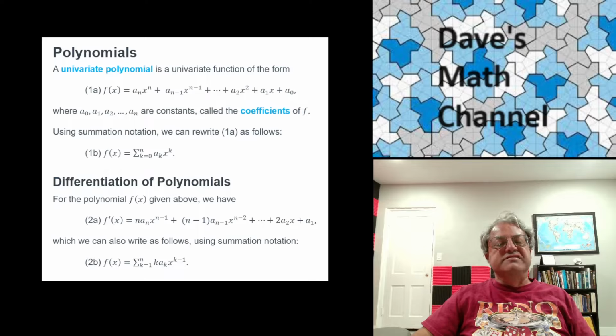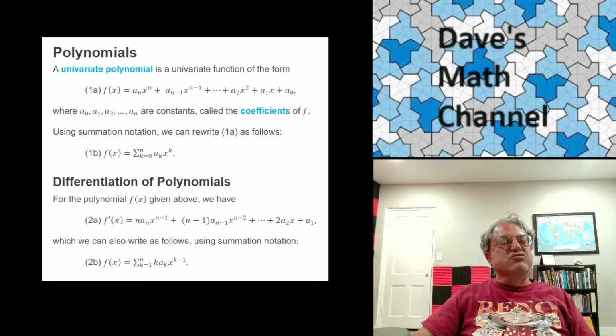They're just constants. So you can think of this as the sum of a bunch of terms that involve constants times powers of x, and they're all finitely many terms. They're all non-negative integer powers of x. So that's kind of the definition of a univariate polynomial.